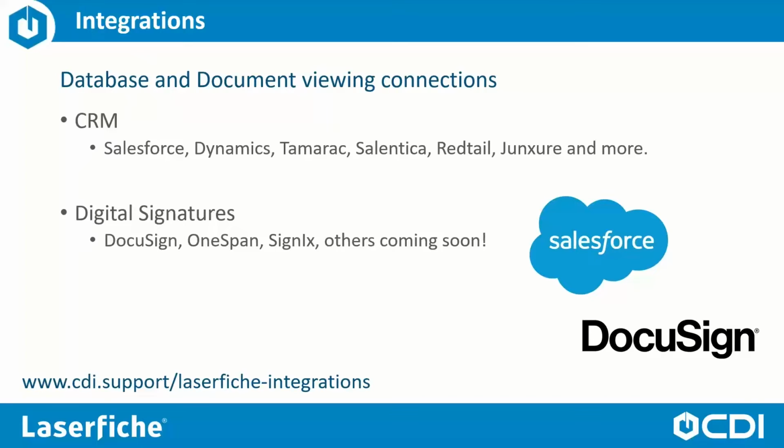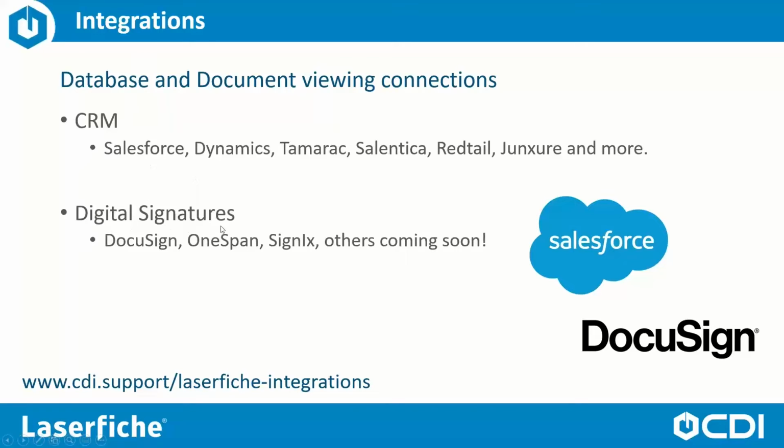So some of the CRMs that we already have integrations for are Salesforce, Dynamic CRM, Tamarack, Salentica, Redtail, Juncture, and others. And with Salesforce, it's about the Salesforce backend. It doesn't necessarily matter what your front end overlay is. I know some are using Lightning, and I know that there are quite a few others out there. But as long as Salesforce is your backend, you would have all of the same functionality that we're going to go through and look at today.